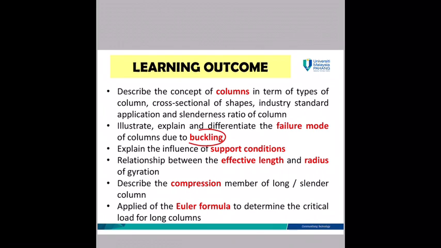Here you can see that the failure mode of a column is buckling. It is a straight column, but when we apply some load here, then there will be a buckling. There is a slightly different analysis when you have a different support condition, and then we would like to calculate the effective length. From the effective length, we would like to know the Euler formula. With the Euler formula, you can determine the critical load of the column.